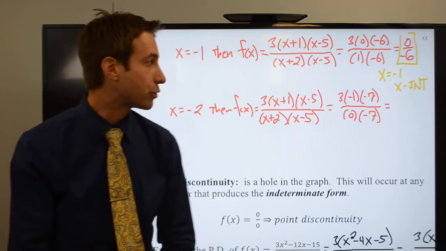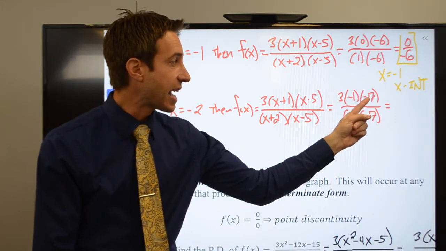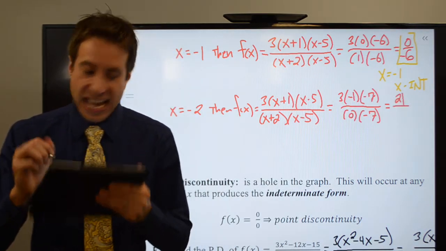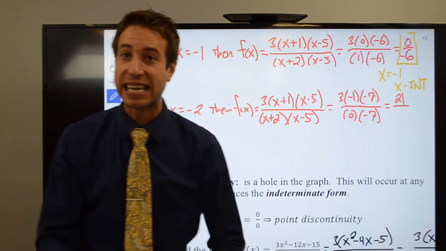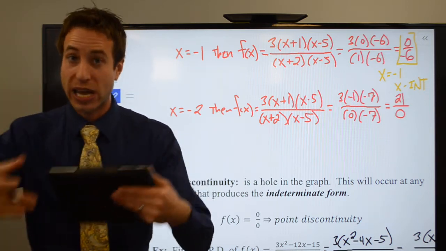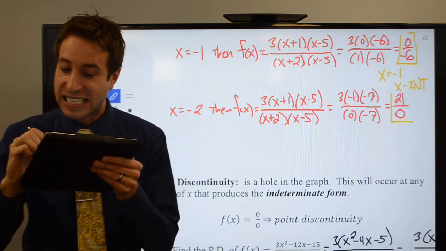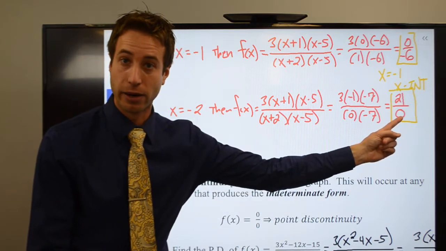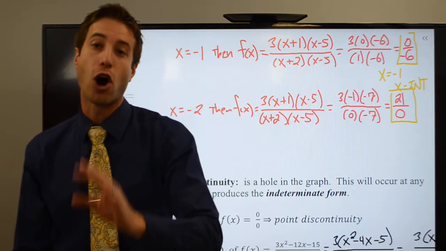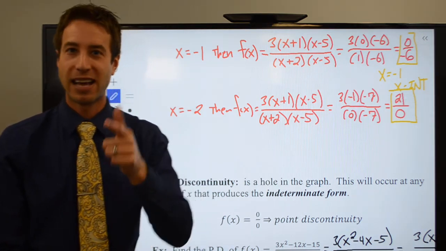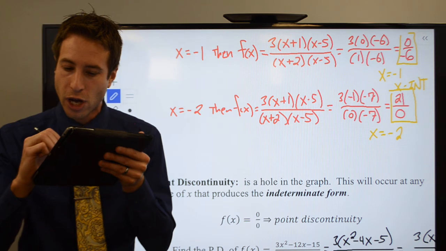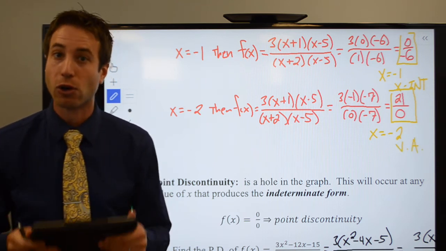All right, guys, what does that come out to? Well, -1 times a -7 is 7, and 7 times 3 is 21. In the bottom, 0 times anything is 0. Well, hang on a second, guys. What happens on a graph when 0 is in the denominator? Well, you know that it's division by 0, which is undefined, and on a graph shows up as a vertical asymptote. So when x is equal to -2, you will have a vertical asymptote.